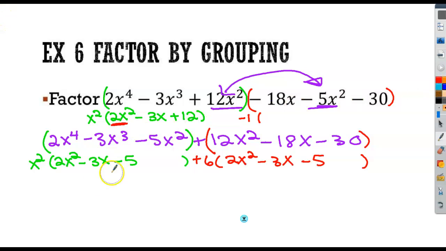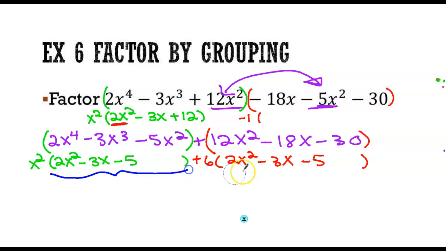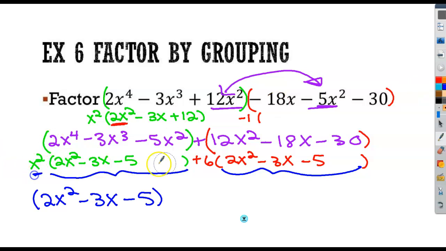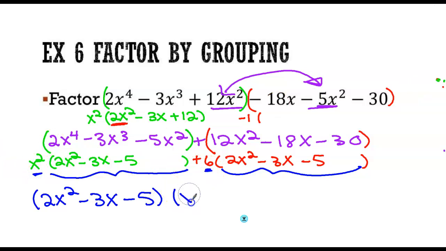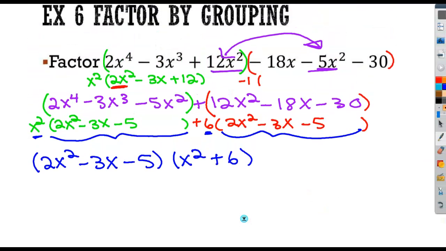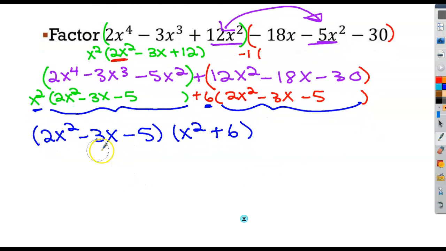What's really nice about this one is my two sets of parentheses turn out to be exactly the same. So I know that that's one of my factors. One of my factors is 2x squared minus 3x minus 5. And my other factor comes from the outside of the parentheses, so x squared plus 6. From there, you always want to check, can I factor this any more than it already is factored? This is a quadratic trinomial. Can I factor that any more?